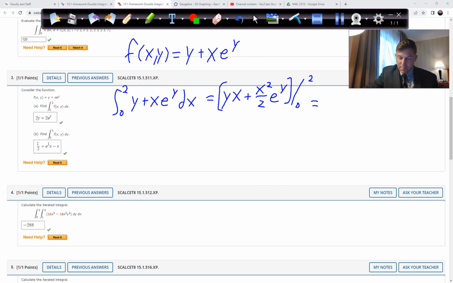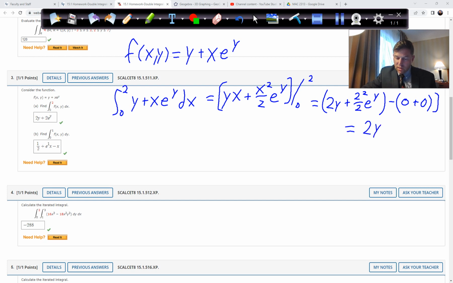So we're going to get 2y plus 2 squared over 2 e to the y. That's the 2 substituted, now the 0, which would be 0 plus 0. So if you simplify this, you're going to get 2y plus 4 over 2, which is 2 e to the y. And that's what we get right there.